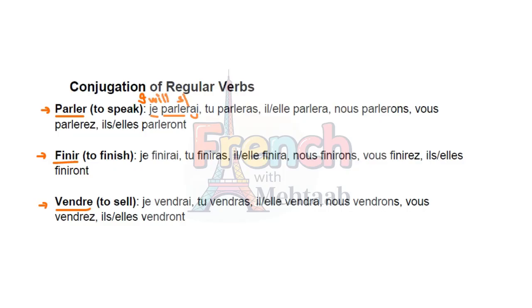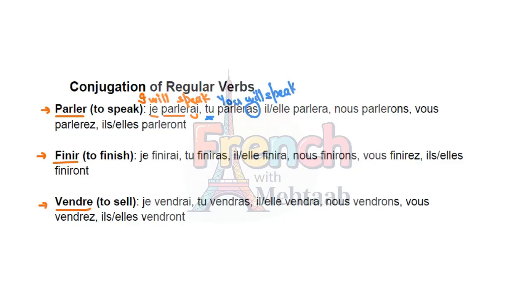Now, as I told you, when our subject is tu and we conjugate the verb with tu, we simply add as at the end of the er ending verb. We would not pronounce this ending s. The pronunciation would be parlera. Tu parleras means you will speak.